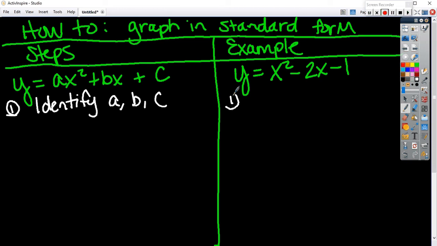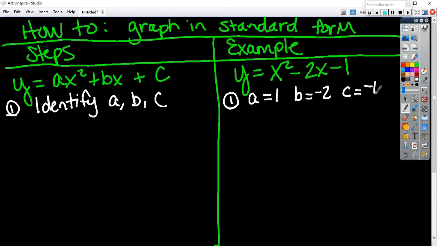So here, what is A? 1. What is B? -2. And what is C? -1. Is anybody confused? We all okay? This is not part of the graphing, but part of making sure we graphed it correctly.